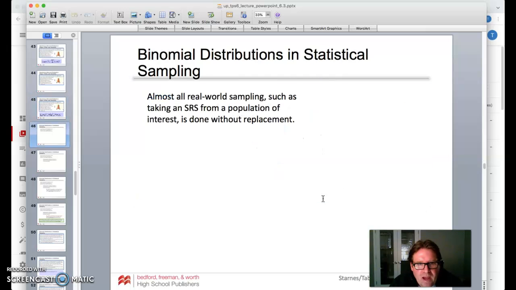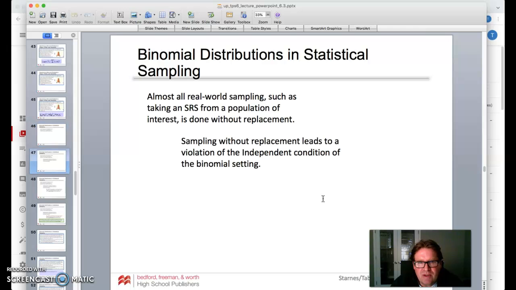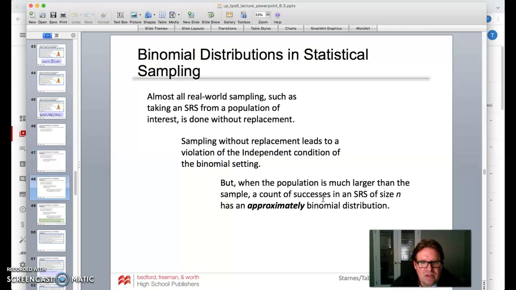All right, now almost all real-world sampling, such as taking a simple random sample from a population of interest, is usually done without replacement. As we know, that kind of violates the independent condition of the binomial. So we're saying, maybe it's not a binomial because we're violating the independence. Well, here's the idea. When the population is much larger than the sample, a count of successes in a simple random sample of size n has an approximately binomial distribution.